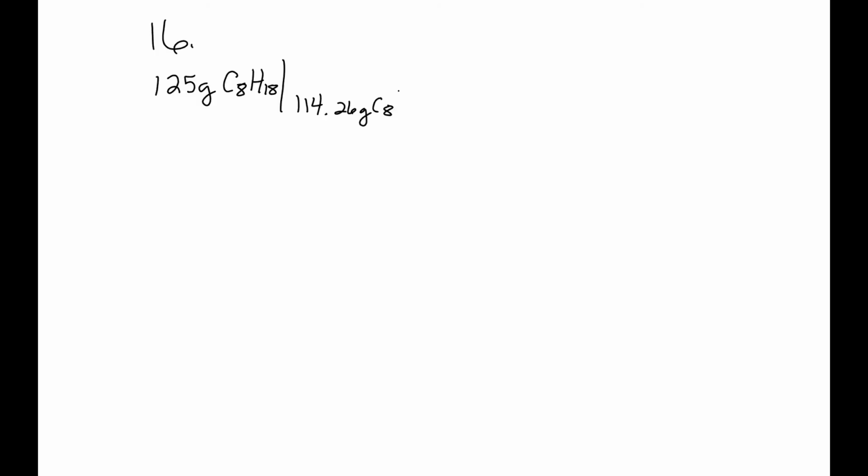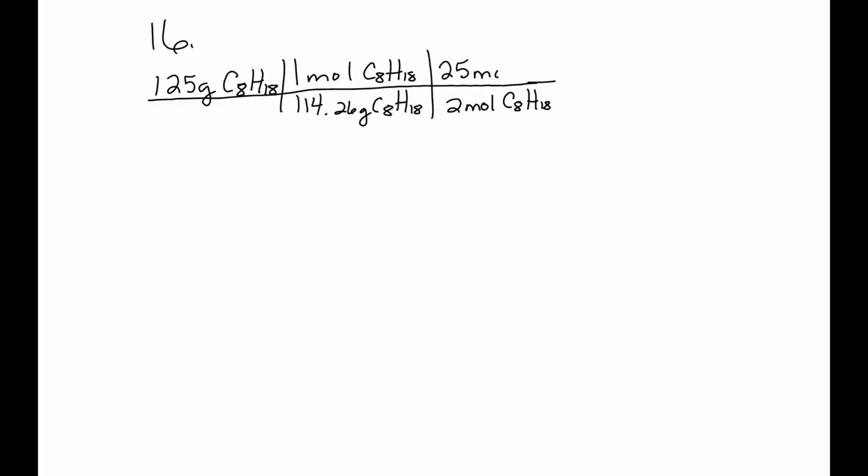114.26 grams of C8H18, 1 mole of C8H18 is. And then we have, from the equation, 2 moles of C8H18, and then if you look at the equation for oxygen, it's 25. So it's 25 moles of O2. Make sure our units cancel out, and that gives us our N value. So 13.7 moles of O2.